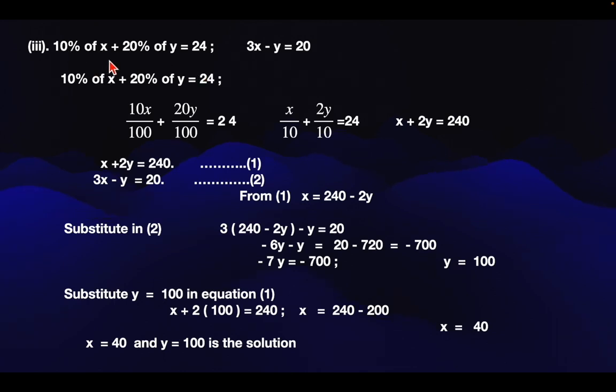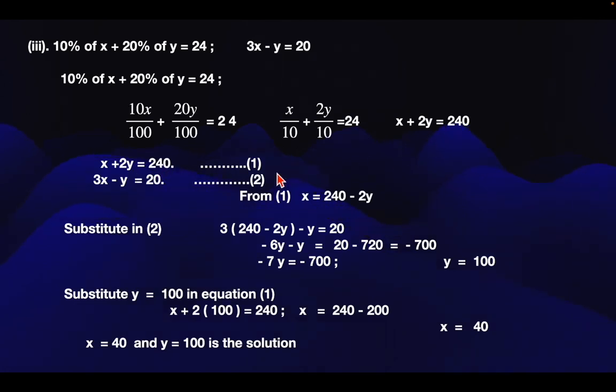What is 10% of x? It means 10 upon 100 into x. Percentages you have learnt in your lower classes. 20% of y is 20 upon 100 into y is equal to 24. So here you cut the zero. So you get x upon 10. Here also the zeros will get cut. So 2y upon 10 is equal to 24. LCM is 10. Take it to the other side. x plus 2y is equal to 240.